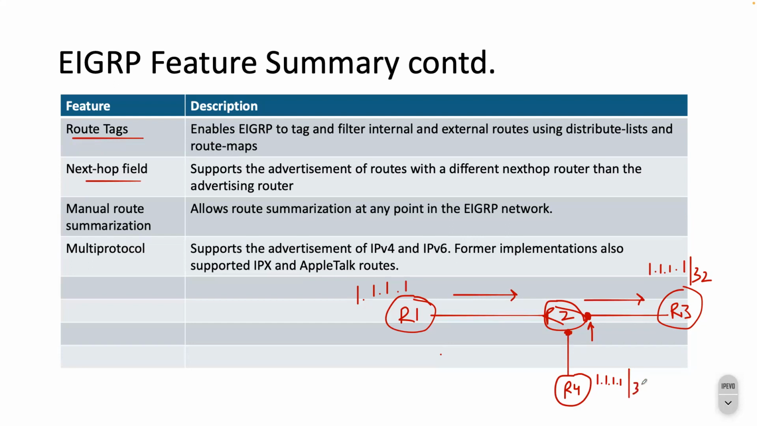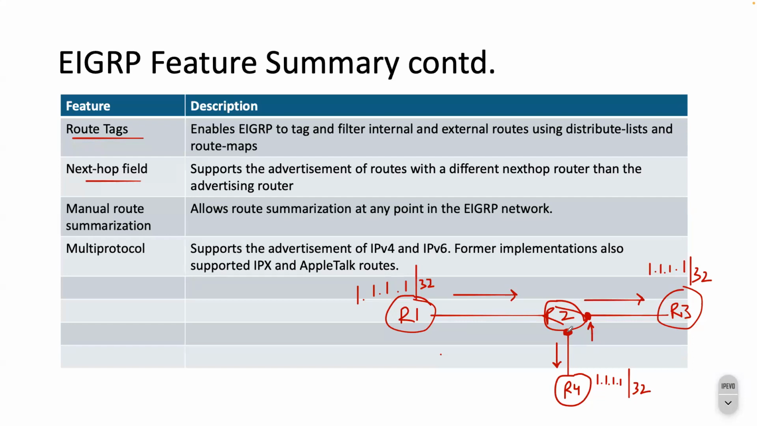Pramod, any doubt? Yeah, can you please repeat that again? Okay, let's say R1 is originating this route, and we are running EIGRP among all four. R1 advertises this to R2. R2 will send it towards R3 as well as towards R4. But while sending it to R3 and to R4, it will change the next hop IP to its own interface IP address. This is the default behavior of EIGRP.